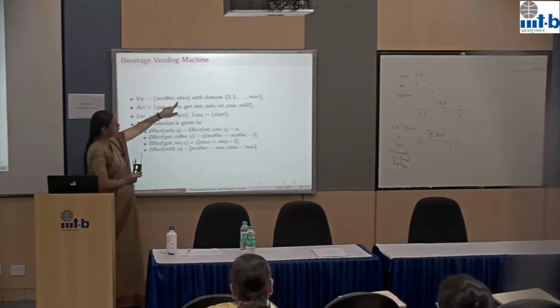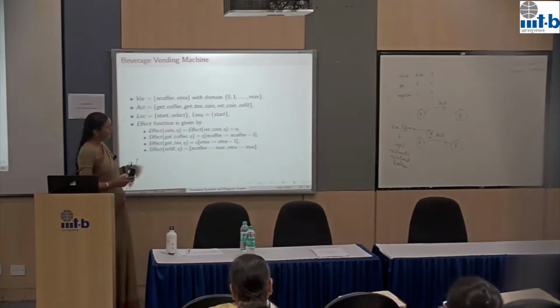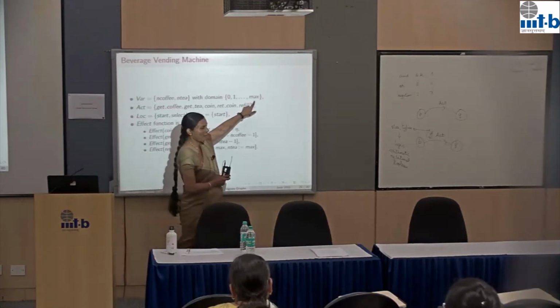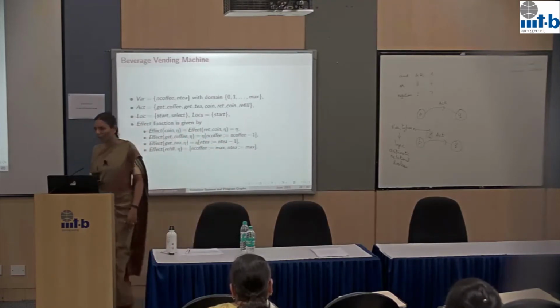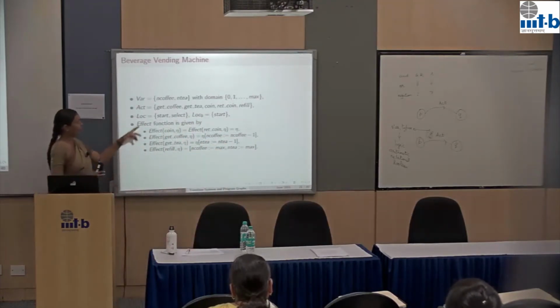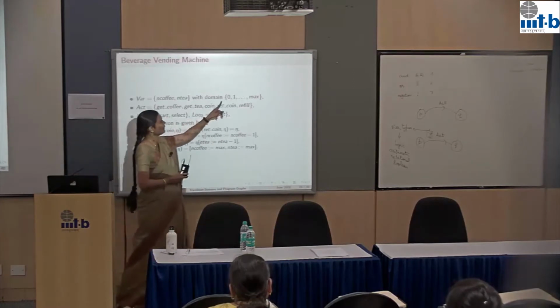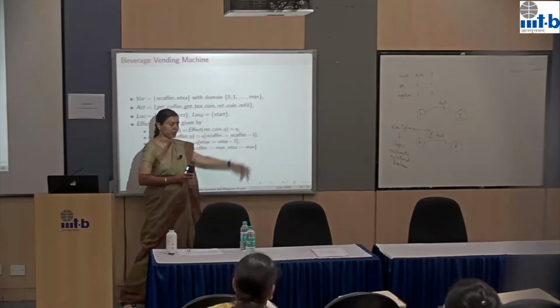The number of cups of coffee and the number of cups of tea. Let's say somebody gives you a constant called max, which is the maximum number of cups of coffee or tea that the vending machine can hold. So the number of cups of coffee and tea could vary between 0 and the maximum number, right?